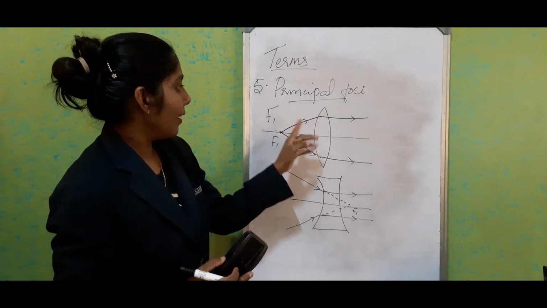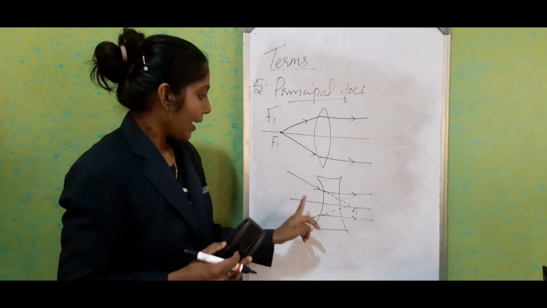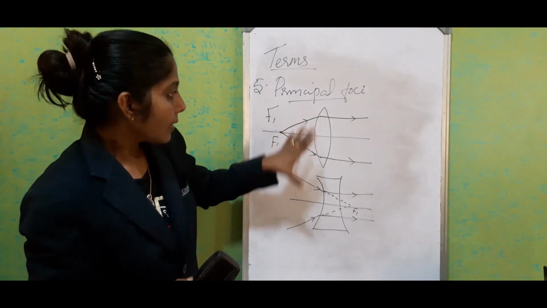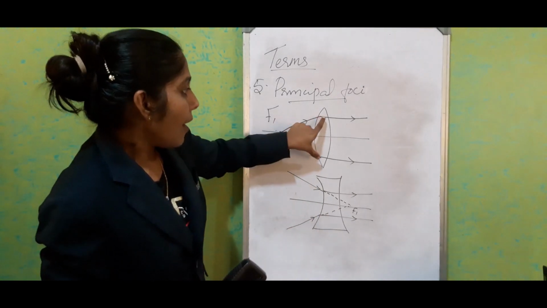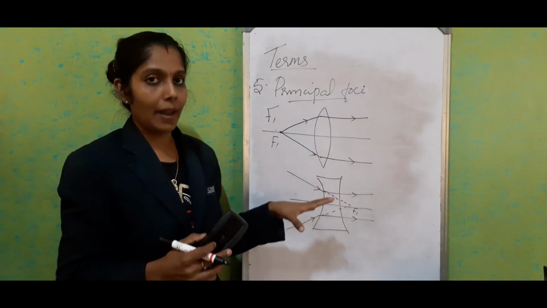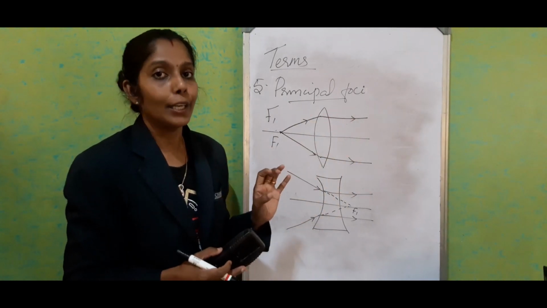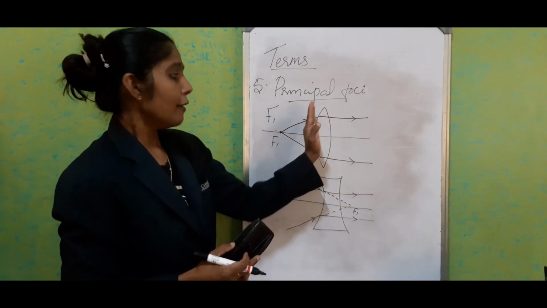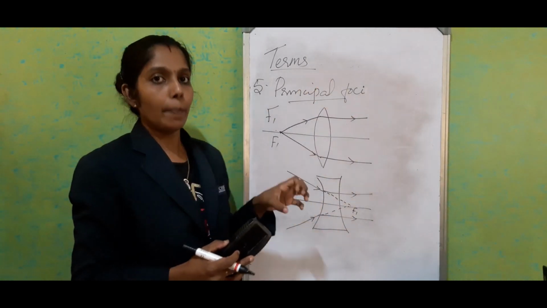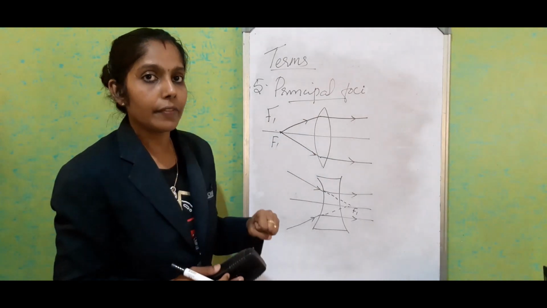So for the convex lens, the first focal point is on the left side, and for the concave lens, it is on the right side. And if we see both cases, after passing through the lens, the rays are parallel to the principal axis. For convex lens, it emerges from a point, and here it appears to meet after the refraction.